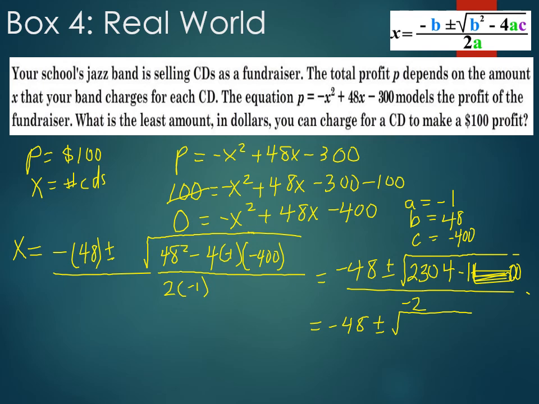Our debate is 2,304 minus 1,600. Anybody? That's going to be 504. No, 704. Because this is a real world situation. What is the square root of 704? 26.532998. 26 point what? 532.